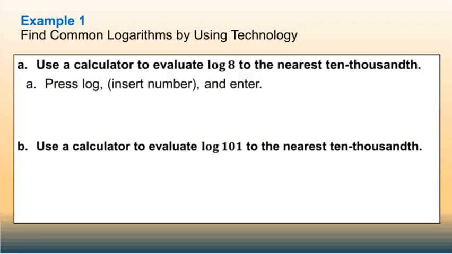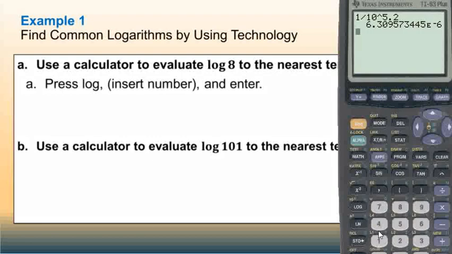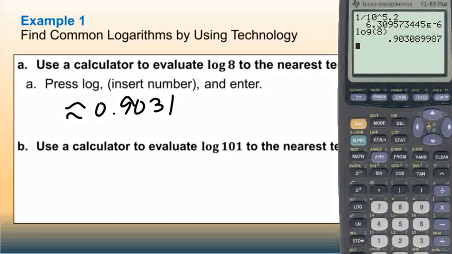It says use a calculator to evaluate log base 10 of 8 to the nearest 10,000th. So how we're going to do this is you're going to press the log button on our calculator. So I'm going to hit the log and then insert the number. They want us to put log base 10 of 8 and then you hit enter. And it says to the nearest 10,000th place, so that's 4 decimal places. So this would equal roughly 0.9031. So tenths, hundredths, thousandths, 10,000ths.